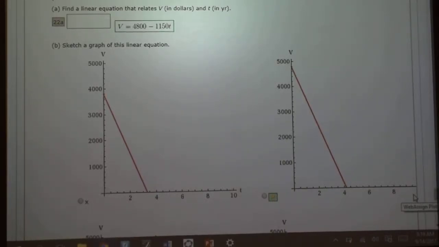All right, so a small business buys a computer for $4,800. After 4 years, the value of the computer is expected to be $200. It says use linear depreciation to assess the value of the computer at a given time. Okay, depreciation means it goes down, right?